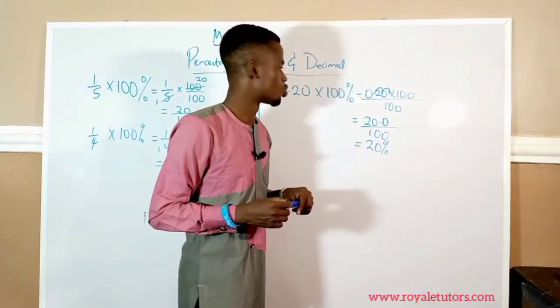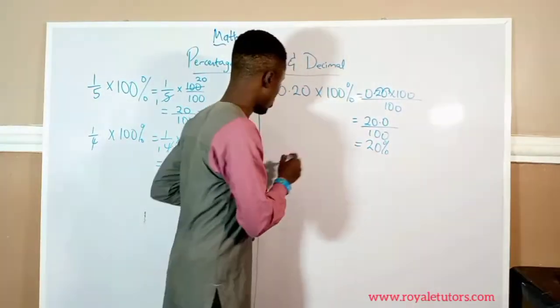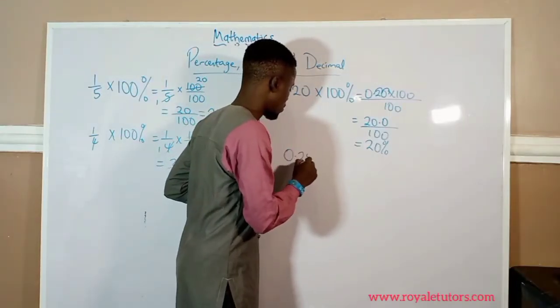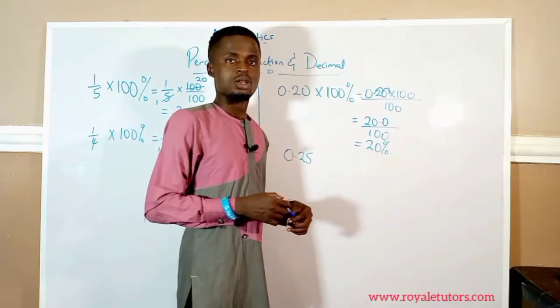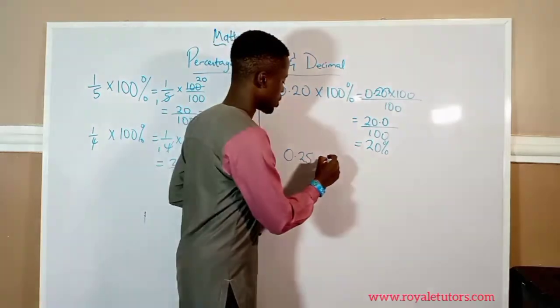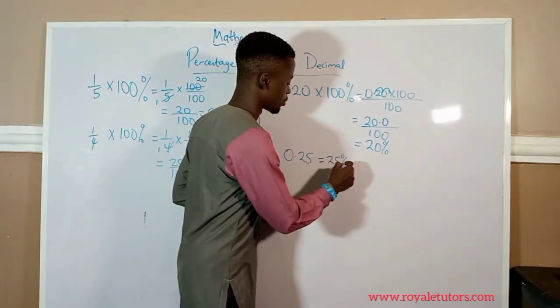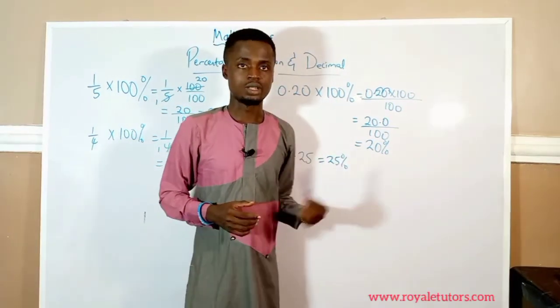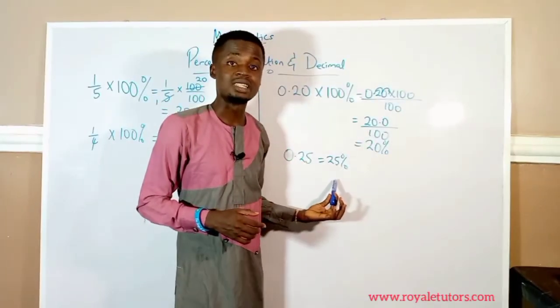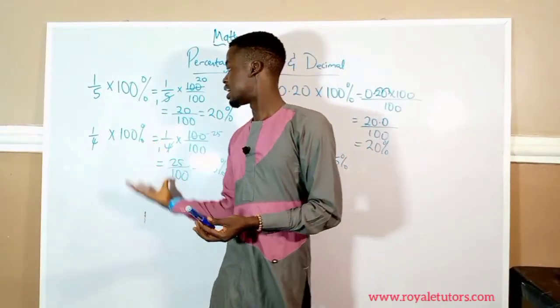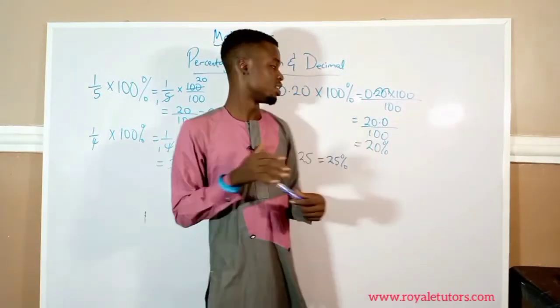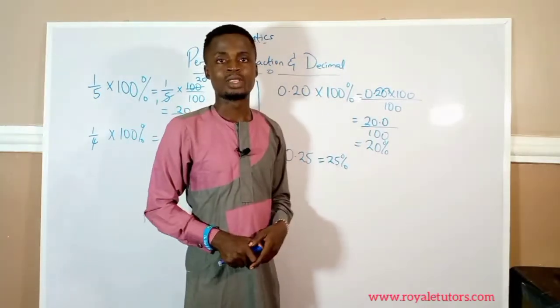Okay. So I want you to try that with the second one, 0.25. If you convert 0.25 to percentage, what do you think you are going to have? If you do it rightly, you should get 25%. If you are unable to get this, you are finding it hard to get it, come and just watch the video all over again. Check how I've done the ones I did, and then you'll be able to get this easily.